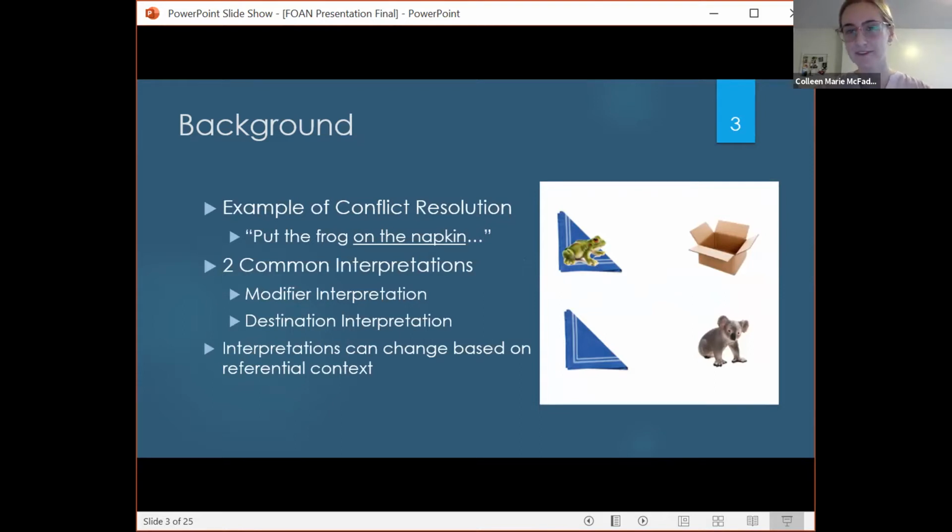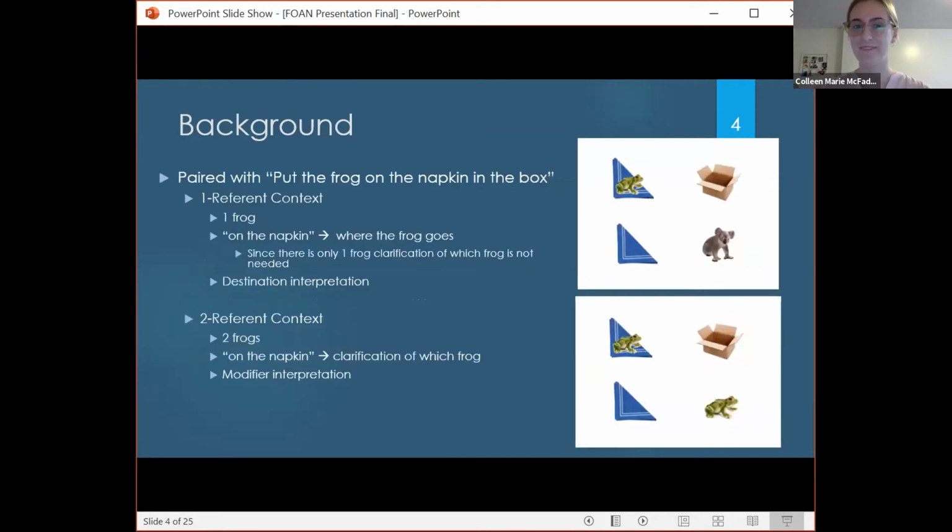Or on the napkin can be interpreted as where you should be putting the frog, such as put the frog on this bottom napkin, which is the destination interpretation of the phrase on the napkin. However, if this phrase is paired with a different visual context, one interpretation is going to be supported over another.